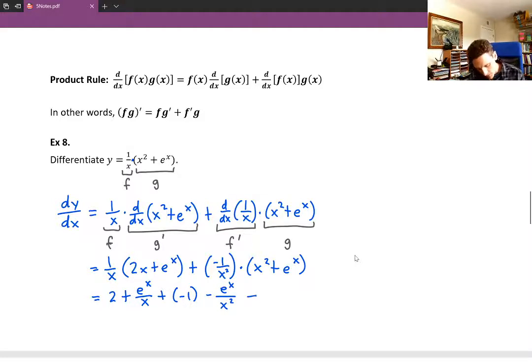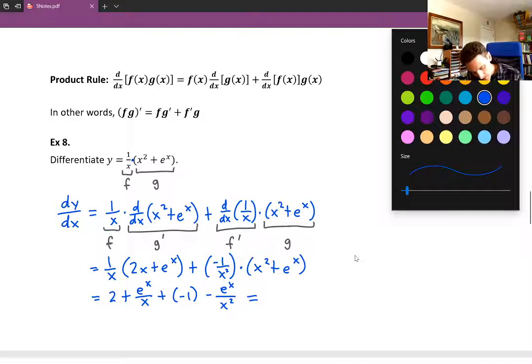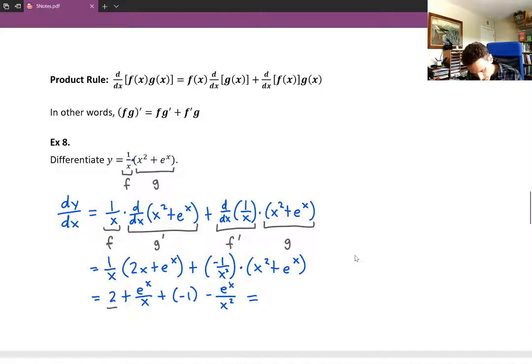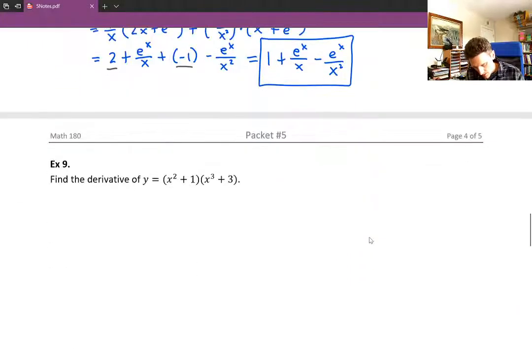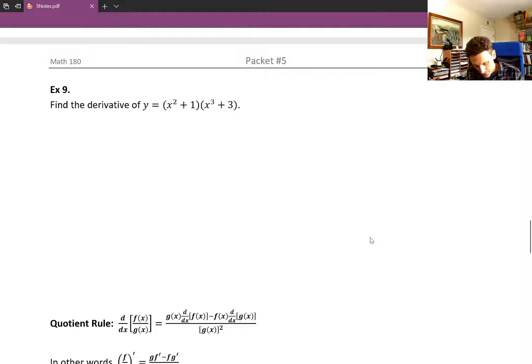One last thing to simplify is we have a couple of like terms that we can combine. We can take the 2 and combine it with the negative 1. And when you combine those, you get 1 plus e to the x over x minus e to the x over x squared. And there we have our answer. All right, so let's go ahead and try the product rule one more time on example 9.